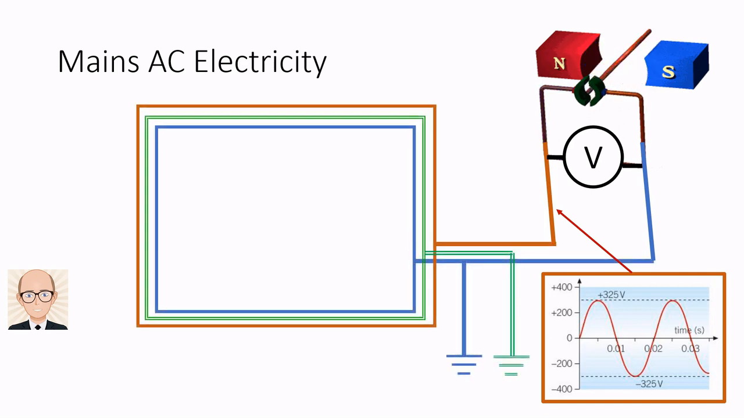The blue neutral wire is earthed, so is at zero potential difference between it and the earth. The brown live wire is the one whose potential difference varies from minus 350 volts to positive 350 volts between it and the earth at 50 cycles per second. A third wire, the green and yellow earth wire, is included to act as a safety system.